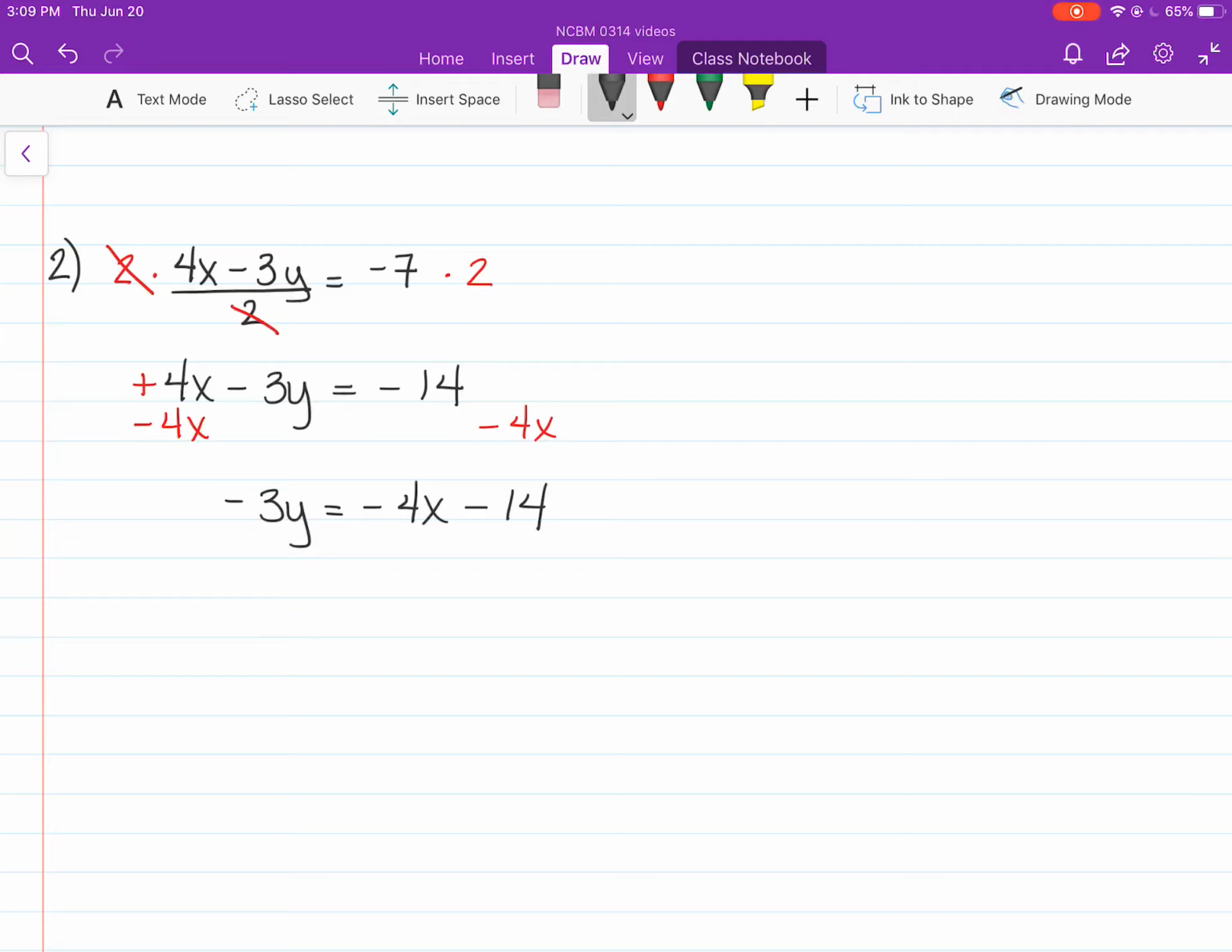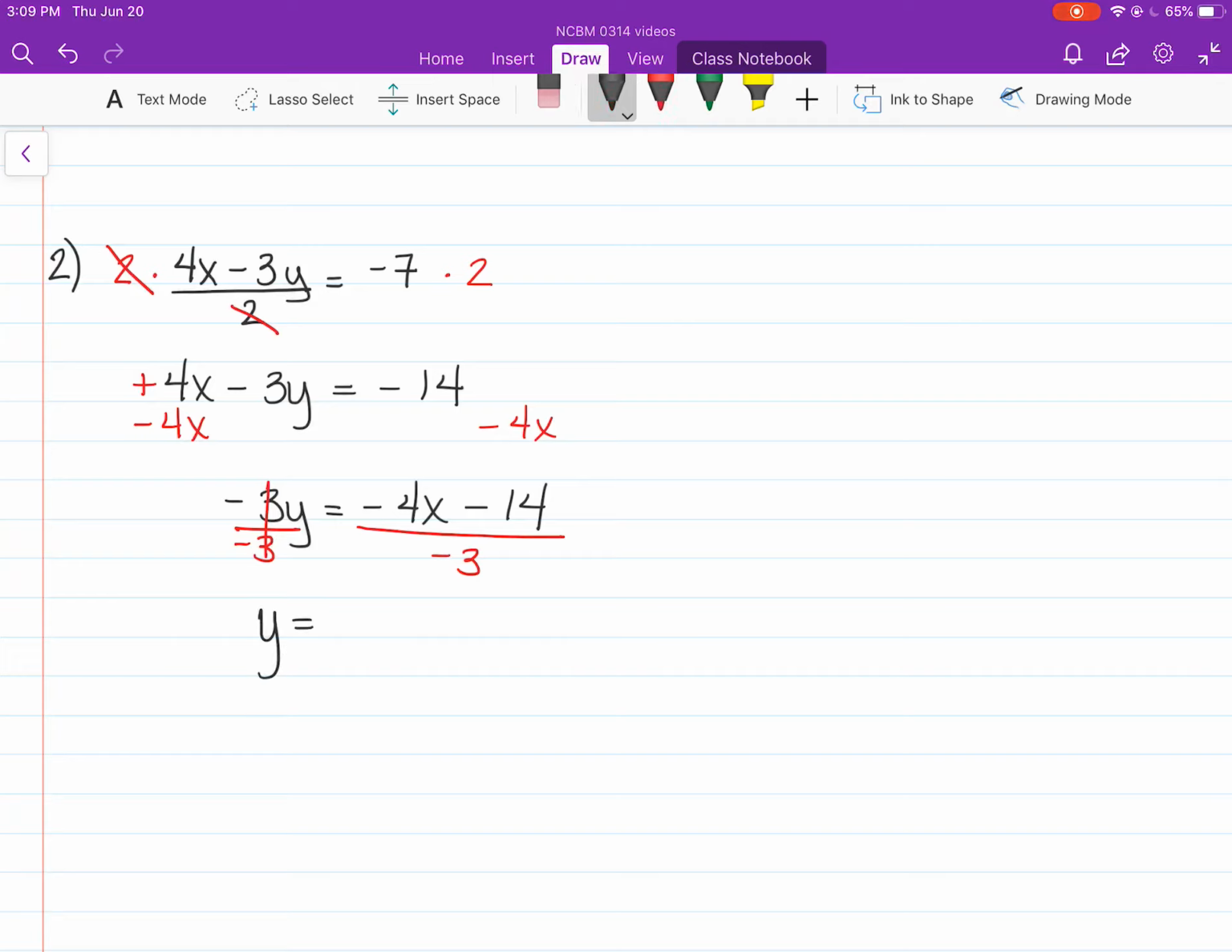So now we're on to the last thing. We've almost got y by itself. We just need to get rid of that negative 3. It is multiplied, so the opposite is division. Again, we're going to divide both sides by negative 3. And our negative 3 in front of our y goes away. So we're going to have y equals.